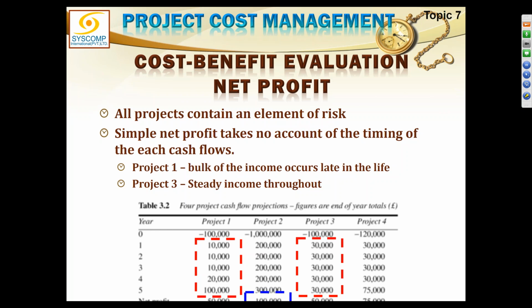So does that really matter? Are they equal? Do project 1 and 3 have exactly the same value? Should the net profit justify that? Net profit cannot justify that. So this method is not good for finding these various queries.